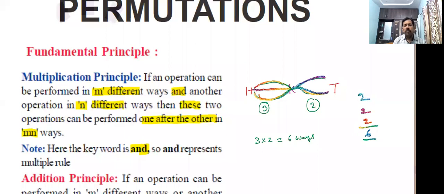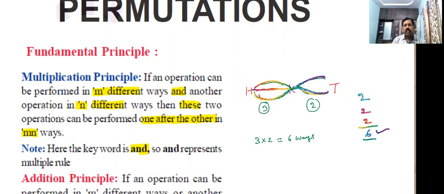So one person can travel from Hyderabad to Tirupati via Kurnool. Hyderabad to Kurnool, there are three different routes. Kurnool to Tirupati, two different routes. Now the person can travel from Hyderabad to Tirupati via Kurnool only. There are 6 ways it is possible.